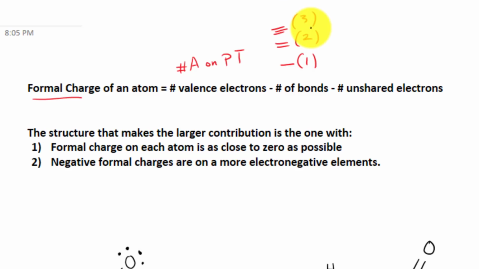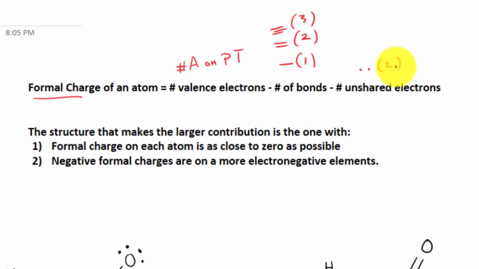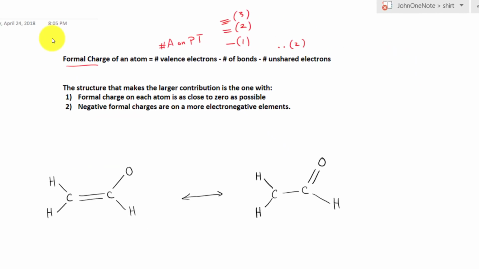And lastly, we have the number of unshared electrons. But be careful, the number of unshared electrons is not the same thing as the number of lone pairs, because one lone pair gives us a total of 2 unshared electrons. So keep that in mind. So that's the formula. For example, let's look at these 2 resonance structures for the same chemical formula.